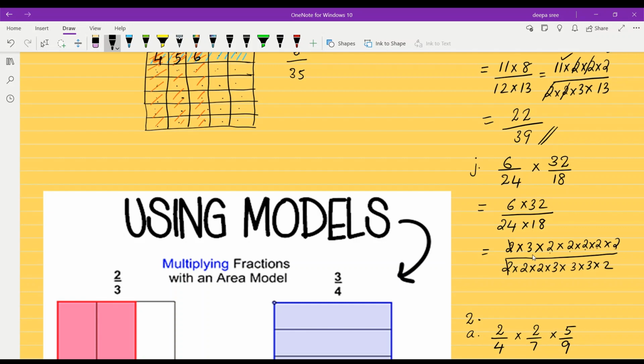Cancel 2 and 2, 1 3, again 1 2, again 1 2, again 1 2, over. Now here 2 into 2, 4 is left out in the numerator. Here 3 into 3, 9 is left out. So 4 by 9 is the answer.